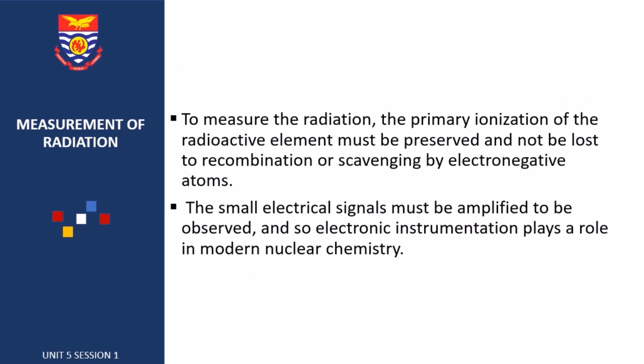In order for us to be able to measure the radioactive radiations, the primary ionization of the radioactive element must always be preserved. We must not lose it to recombination or scavenging by electronegative atoms. Also, we need to amplify certain electrical signals before we can observe them. And so electronic instruments play a very important role in modern day nuclear chemistry.